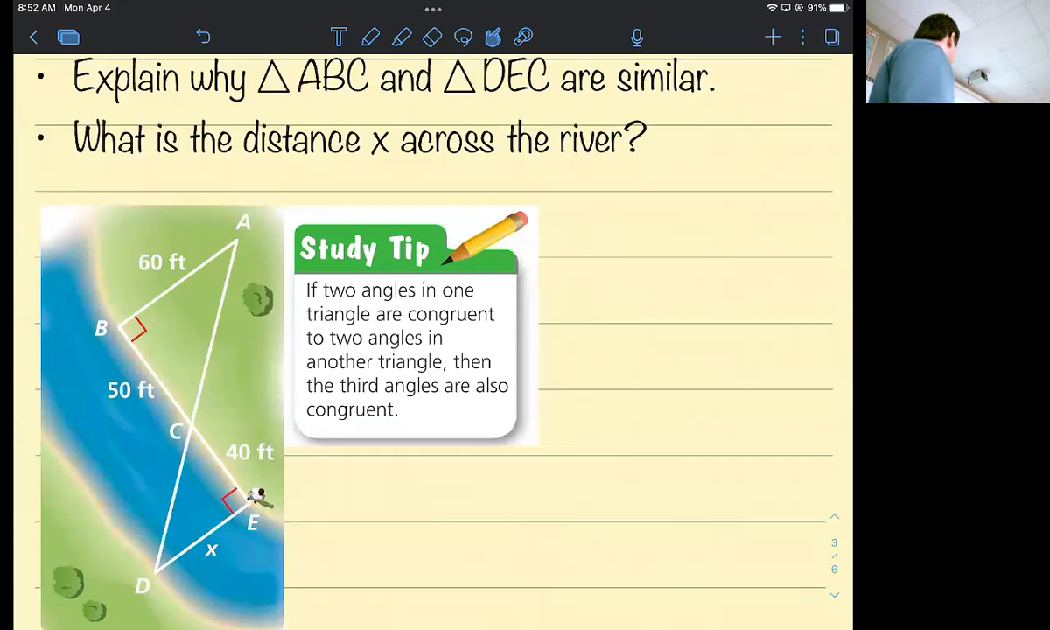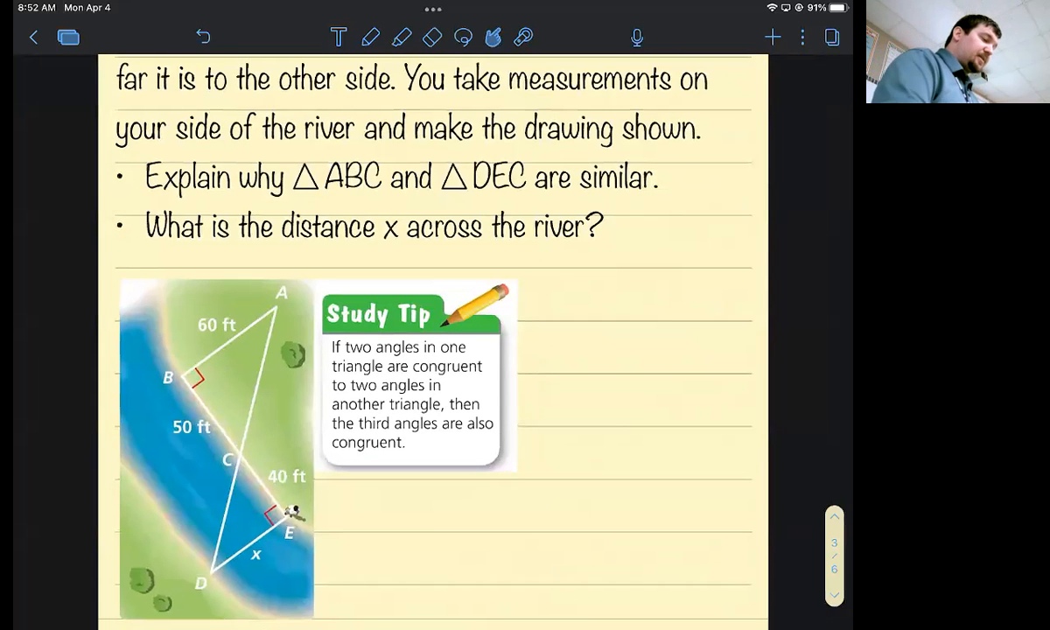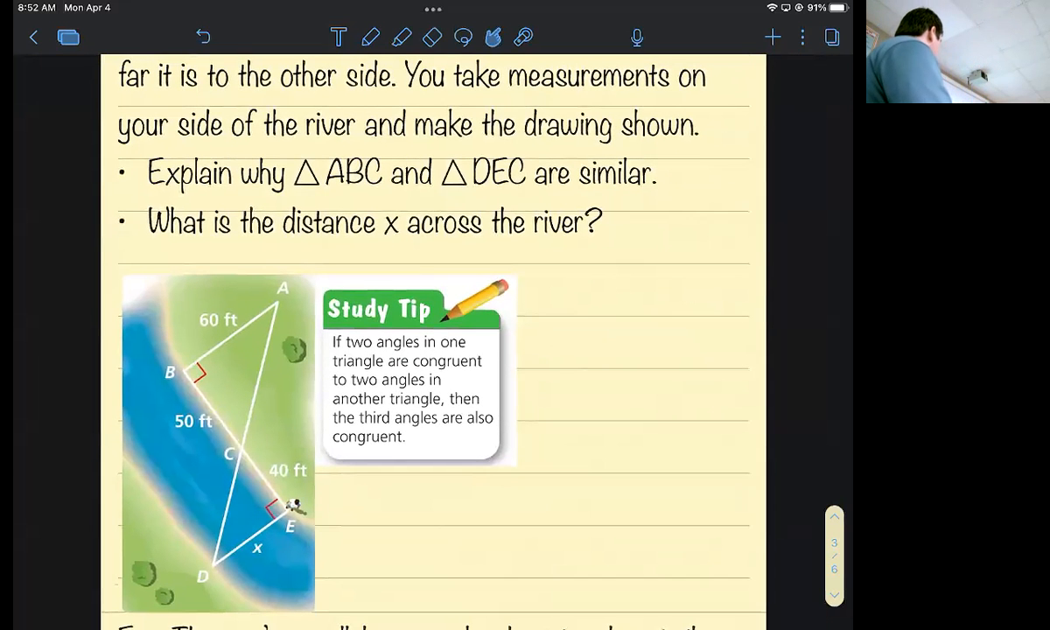So what they've done is they've roped off or marked off some different measurements here, which I'm not sure how they calculated. I'm just going to go ahead and say I'll take their word for it. It says, explain why the two triangles are similar. And then, what's the distance x across the river? How far is it across the river? Let's talk about why they're similar first.